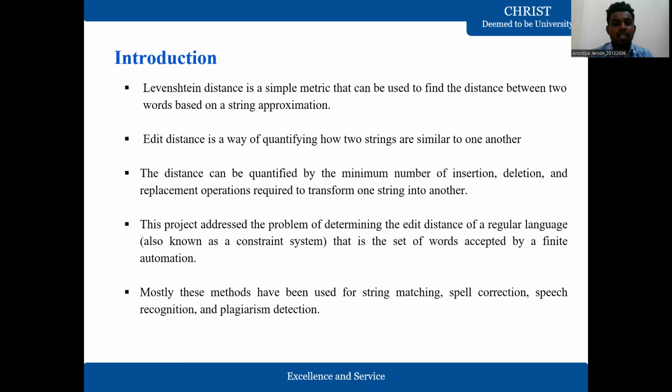Introduction. First of all, what is Levenshtein distance? What is edit distance? And what's the difference between Levenshtein distance and edit distance? Levenshtein distance is a simple metric which can be used to find the distance between two strings based on the string approximation. And edit distance is a way of quantifying how two strings are similar to one another. For both Levenshtein and edit distance, the distance can be quantified by the minimum number of insertion, deletion, and replacement operations required to transform one string into another.